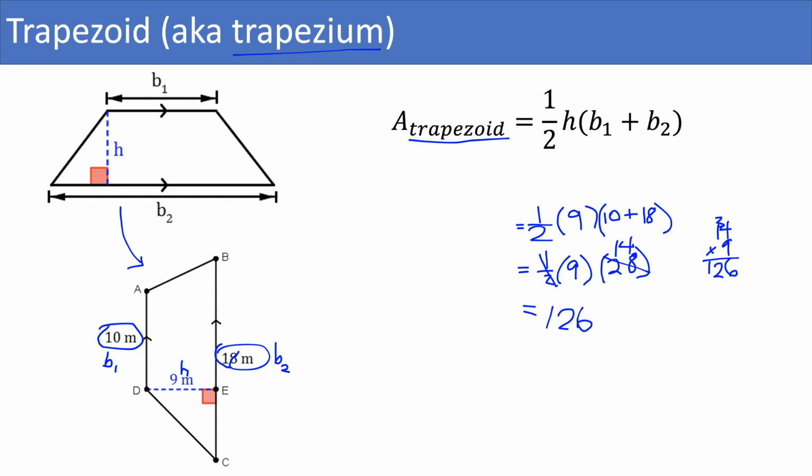And don't forget our units, because this did give us units. Remember, it is meters squared. You can also write it as square meters, like this. But we tend to do this one on top, right? Trapezoid.